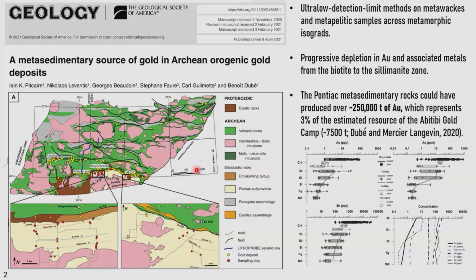As Taylor mentioned here, we chose the Pontiac because Pitcairn and co-authors have interpreted the Pontiac as a source of gold, that the metasediments could have produced over 250,000 tons of gold, which represents 3% of the estimated resource in the Abitibi gold camp.